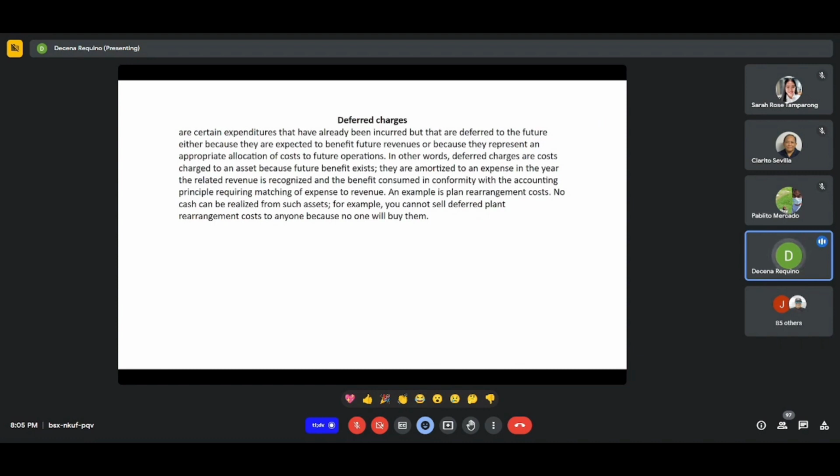An example is a plan rearrangement cost. No cash can be realized from such asset. For example, you cannot sell deferred plan rearrangement cost to anyone because no one will buy them.